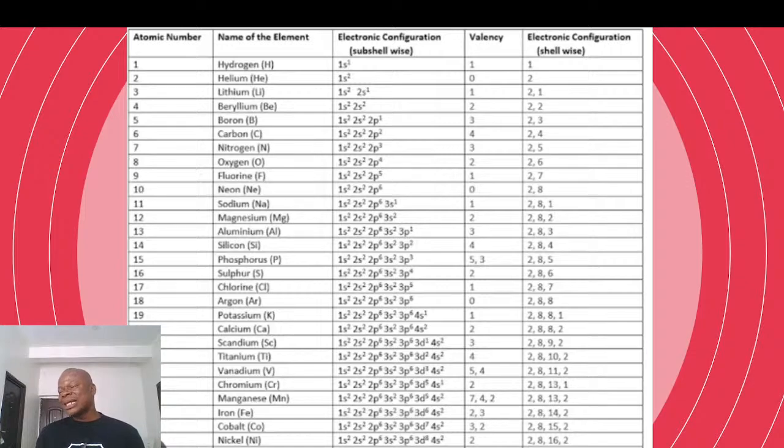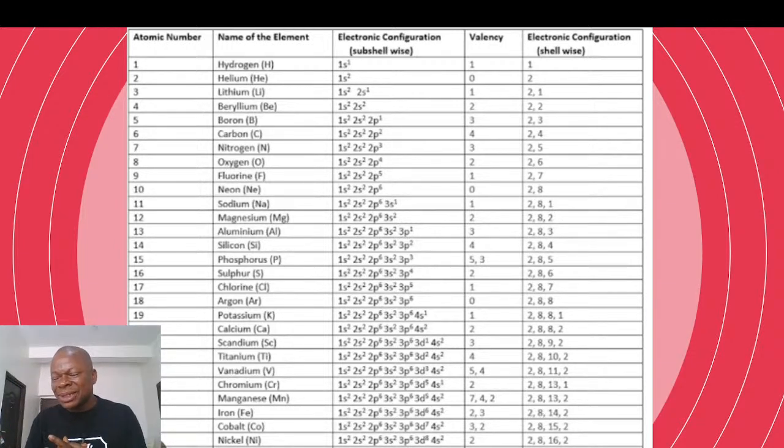If you look at the electronic configuration on each shell, what you have here is 2, 8, 7. And the valency is 1, because it just needs one electron to become like a noble gas, to be stable. So that's why the valency there is 1. But I'm going to explain that more as a topic, valency.